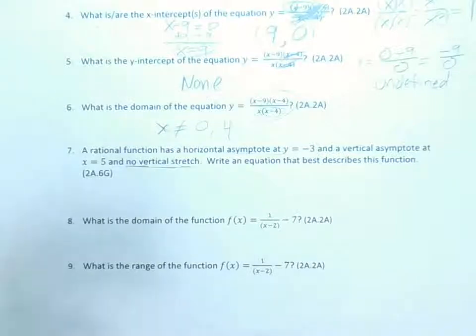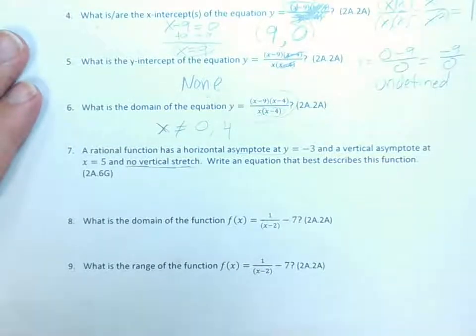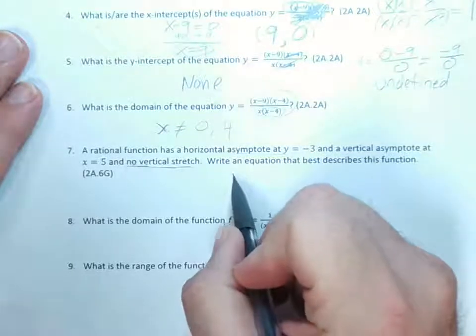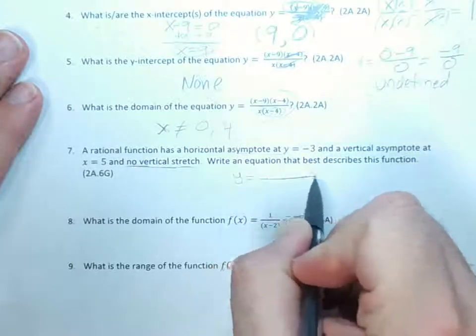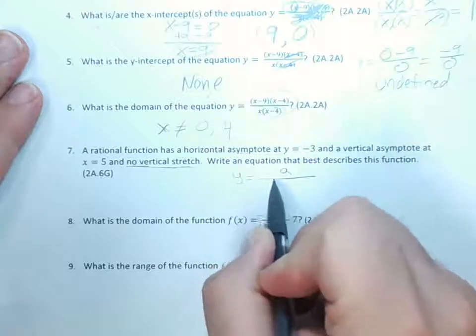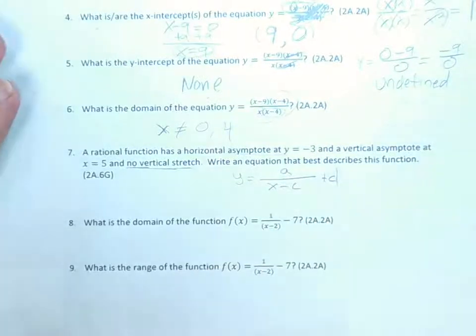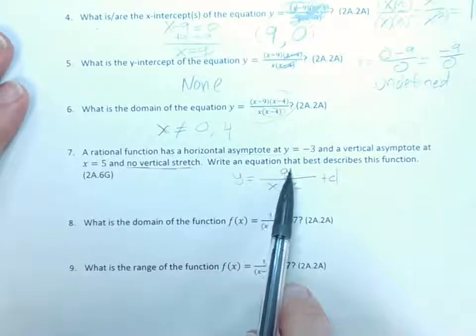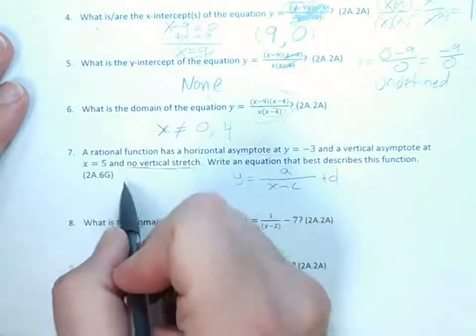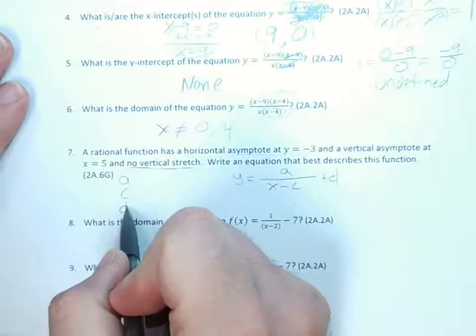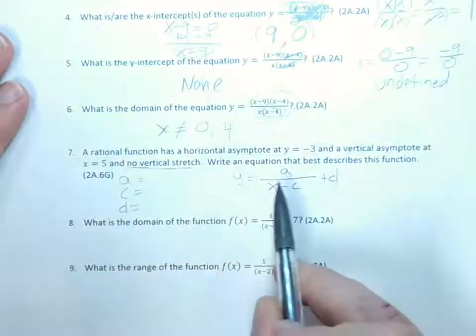I find, at least for me, the easiest way to write this equation is first to remember the transformation equation, which looks like this: y equals a over x minus c plus d. So what I need are numbers to plug in for a, c, and d. If I can figure out what those are, then I can simply plug those numbers in and I have my equation.